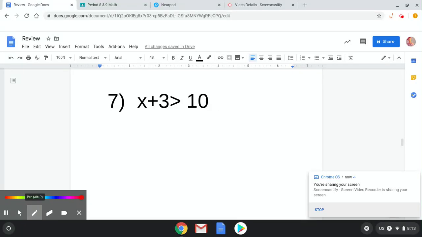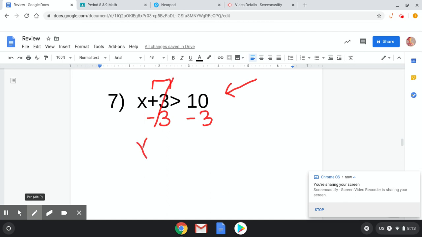Okay, so this is the second part of this video that I looked over Nearpod and what you guys are having trouble with. A lot of you guys get these. These aren't really an issue. You see a positive 3, so you subtract 3 on both sides, and you have x is greater than 7. Okay, I know Jasmine was confused by this.